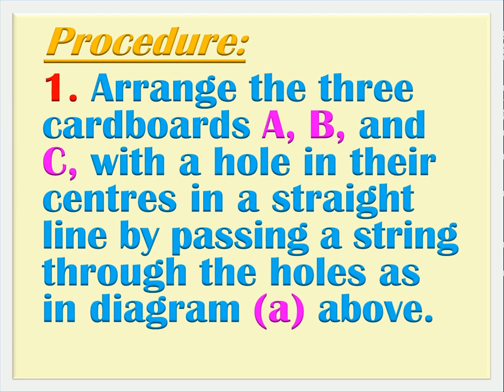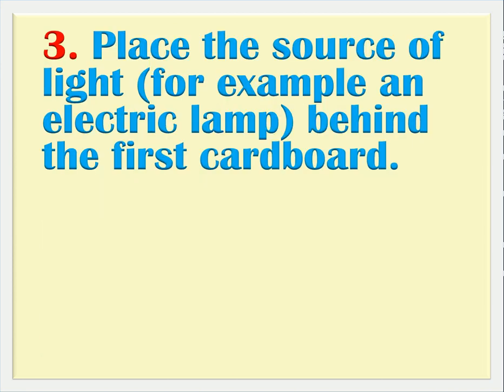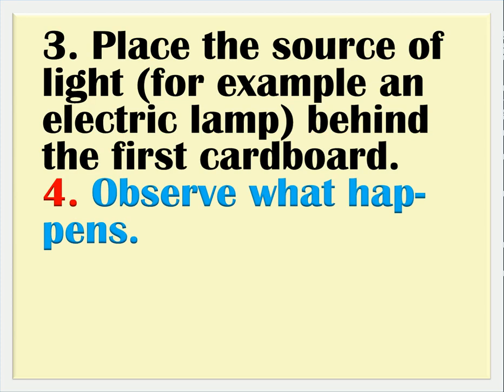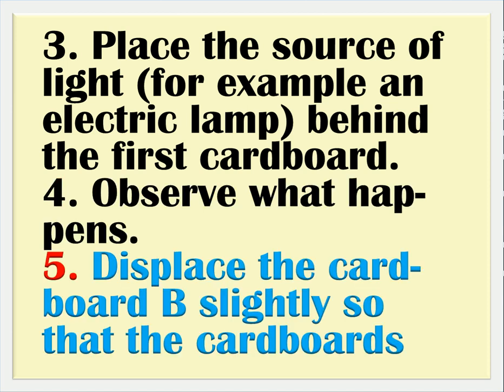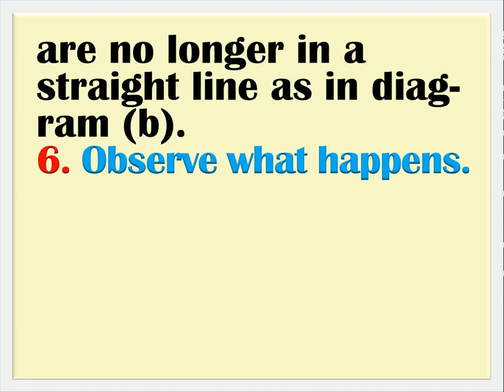Procedure. 1. Arrange the 3 cardboards A, B, and C, with a hole in their centers in a straight line, by passing a string through the holes, as in diagram A, above. 2. Remove the string. 3. Place the source of light, for example, an electric lamp, behind the first cardboard. 4. Observe what happens. 5. Displace the cardboard B slightly, so that the cardboards are no longer in a straight line, as in diagram B. 6. Observe what happens.